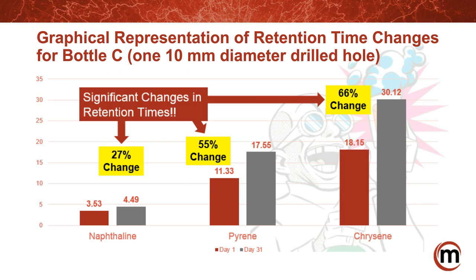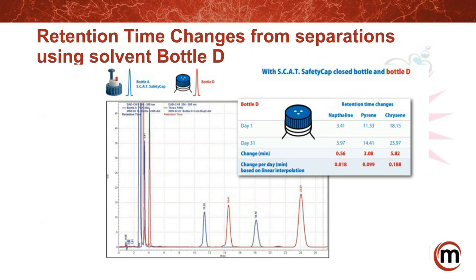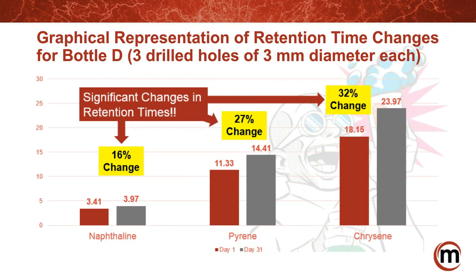So the retention times here are shown in minutes, and as you can see, there are significant changes in retention for each of the compounds tested, all the way from a 27% change to a 66% change in retention times. So that's significant. And that was for the 1-hole cap with the 10 millimeter diameter. Then we see the retention time changes from bottle D, which is the cap that has 3 holes, each 3 millimeters in diameter. And as with the other cap that had holes in it, the percent change in retention times for each of the compounds is significant.